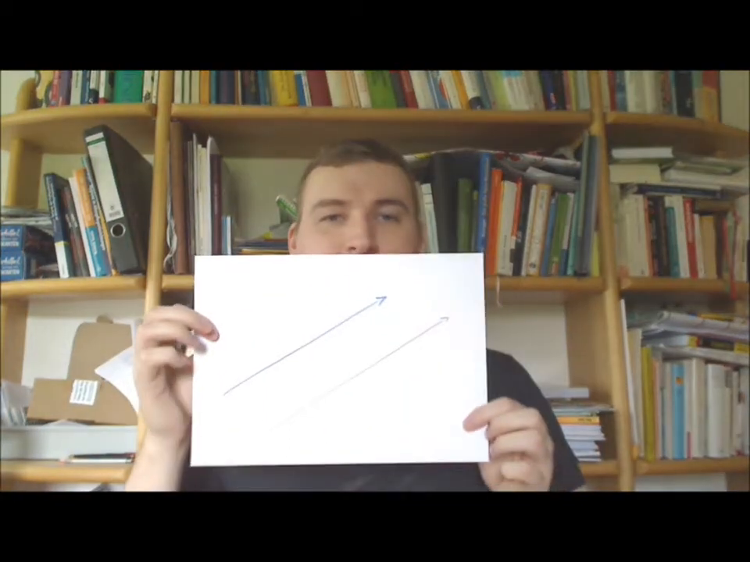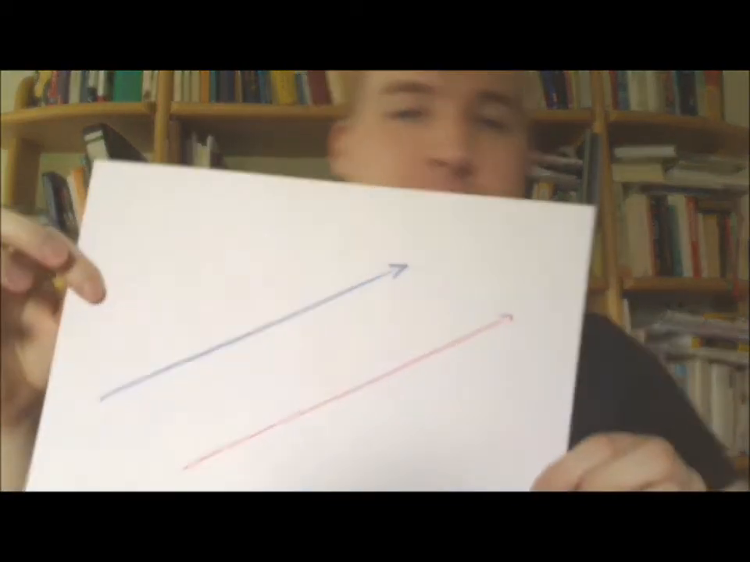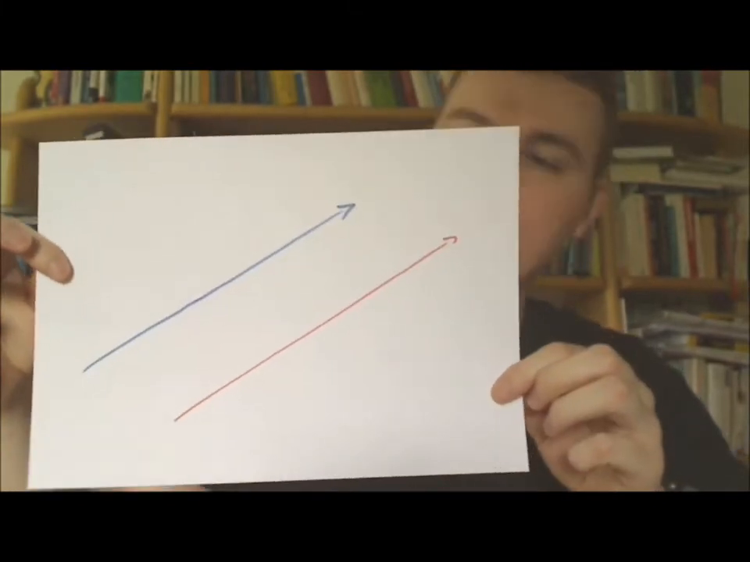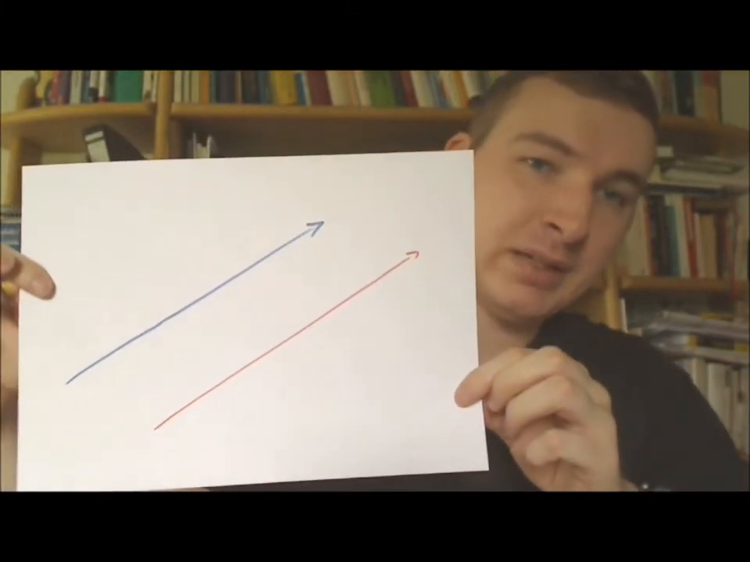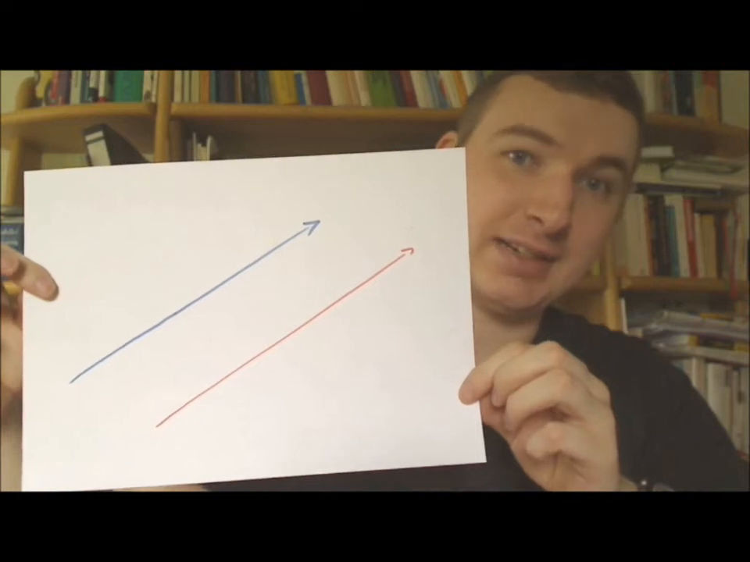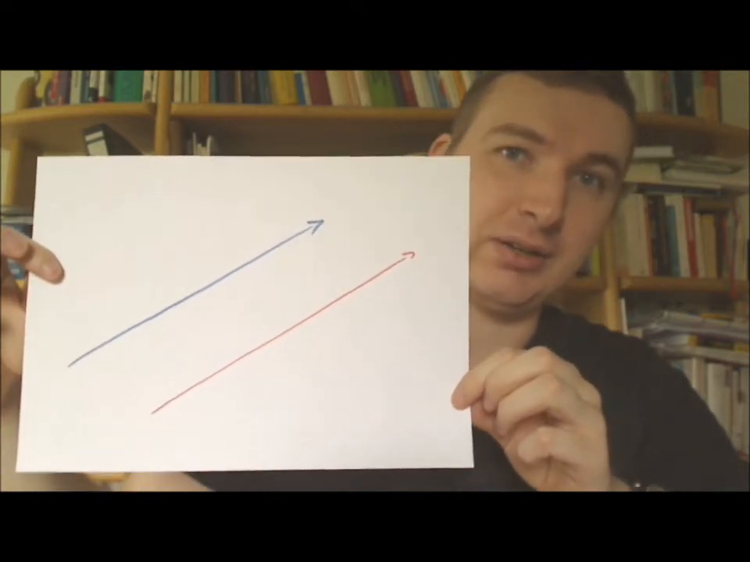How about parallelism of two vectors? So I have a small diagram here. Can you see? These are two vectors, a blue one and a red one. And now the task is to check whether those two vectors are parallel or not.